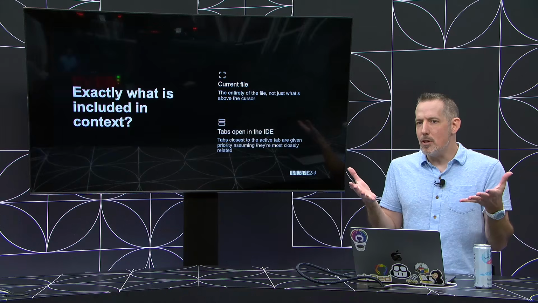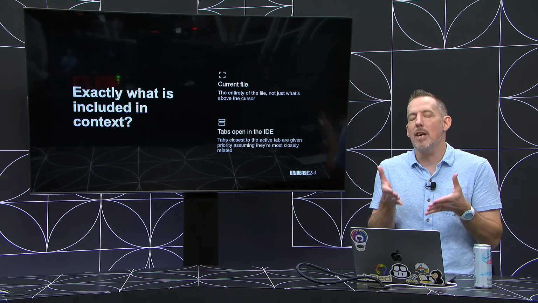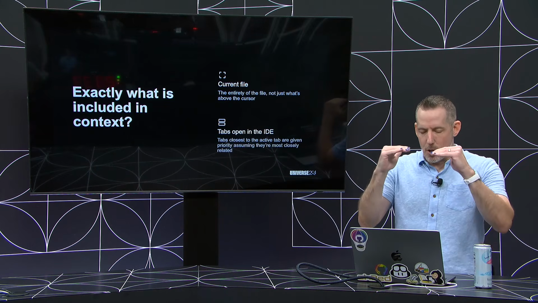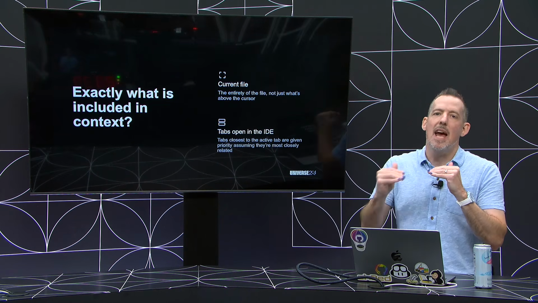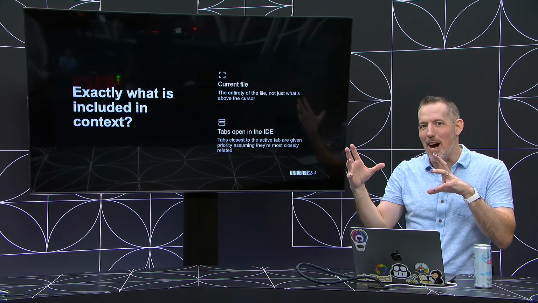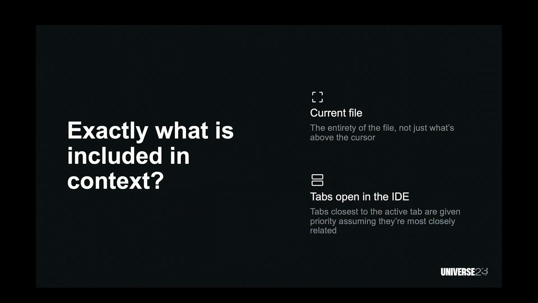Now, let's talk a bit about that context, because a lot of times there's some confusion about this. Exactly what is going to be sent up to GitHub Copilot? Well, the first and most obvious is the file that you are currently working on. That's going to include the entirety of the file. So it's not just from where my cursor is and everything above it, but rather the start of the file, the bottom of the file, the middle of the file. If I'm making updates, adding new code, making changes, it's going to look at the entirety of the file, not just from the cursor and above.